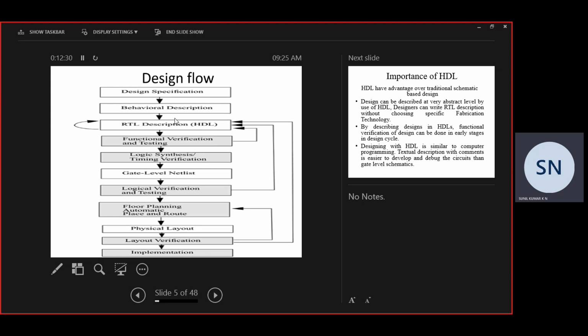Next is the behavioral description. Once the behavioral description is done, next we implement it in terms of logic gates. That is the RTL description, where you are going to use a hardware description language. Before explaining this, I will first give one logic gate example, because you will not understand if I just tell the flow.